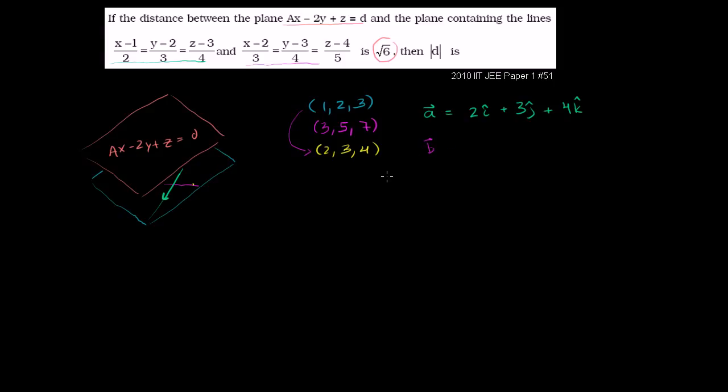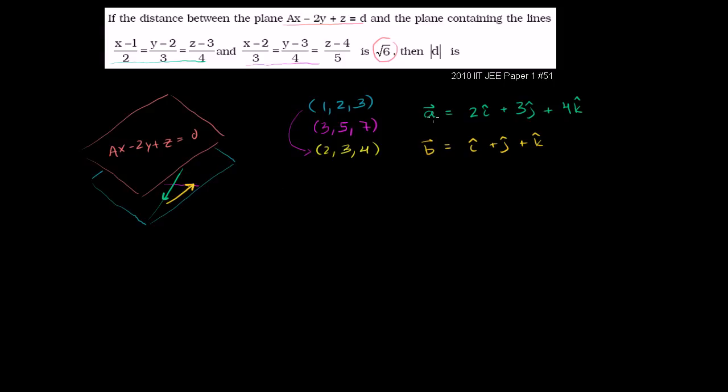Let me do another color so we don't confuse ourselves with that purple. Let's call that vector B. 2 minus 1 is i. 3 minus 2 is j. And then 4 minus 3, that's just 1k. So this vector right here is also sitting on the plane.